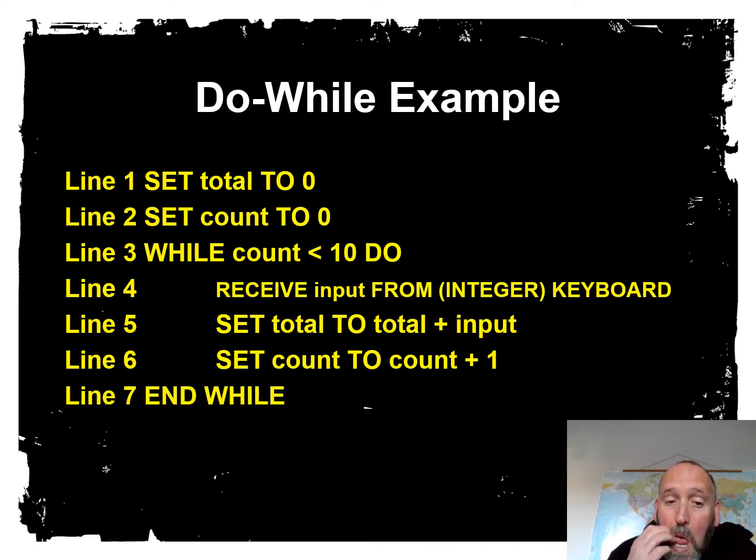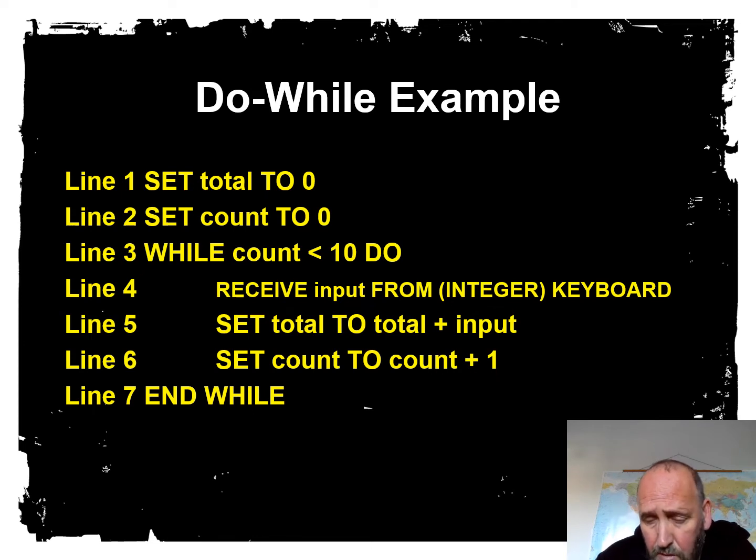Set total to 0, set count to 0. While count is less than 10, receive input from the integer keyboard. Set total to total plus input, set count to count plus 1, end while. So in this loop, we've got two variables set at 0. While count is less than 10, take in a value from the integer keyboard and set total to the total plus whatever's input. So if the person inputs 2, count becomes 1.